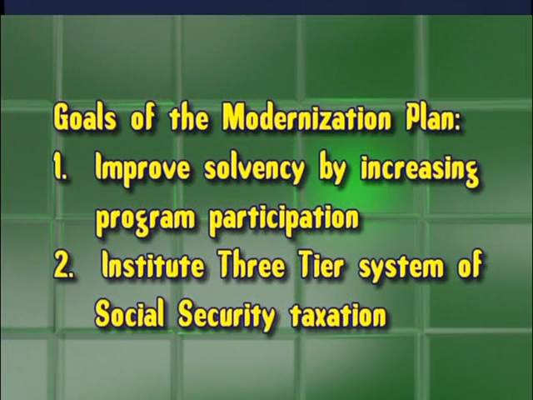The goals of the modernization plan are twofold. One is to improve Social Security solvency by increasing program participation, and two is to institute a three-tier system of Social Security taxation, which will provide much-needed tax relief for minimum wage workers and many older workers.